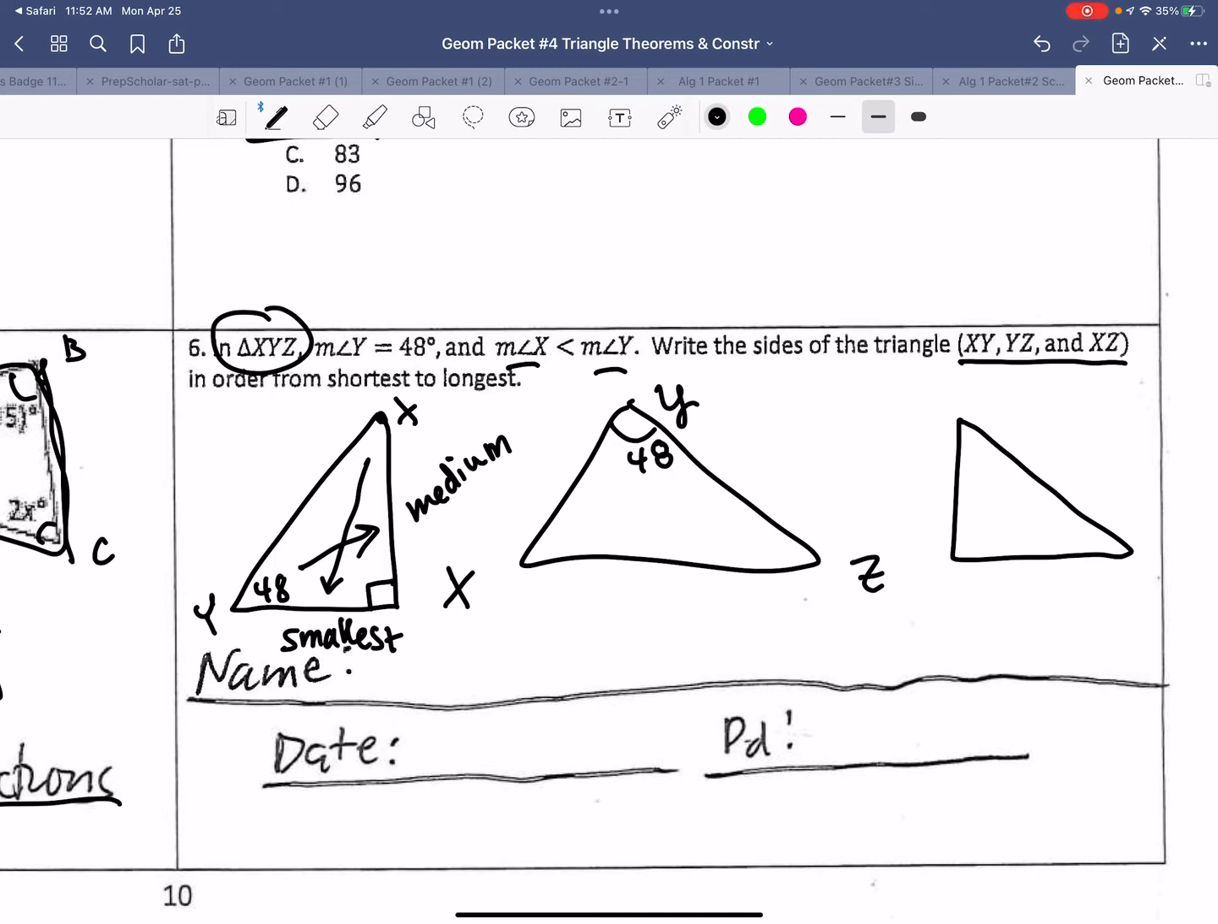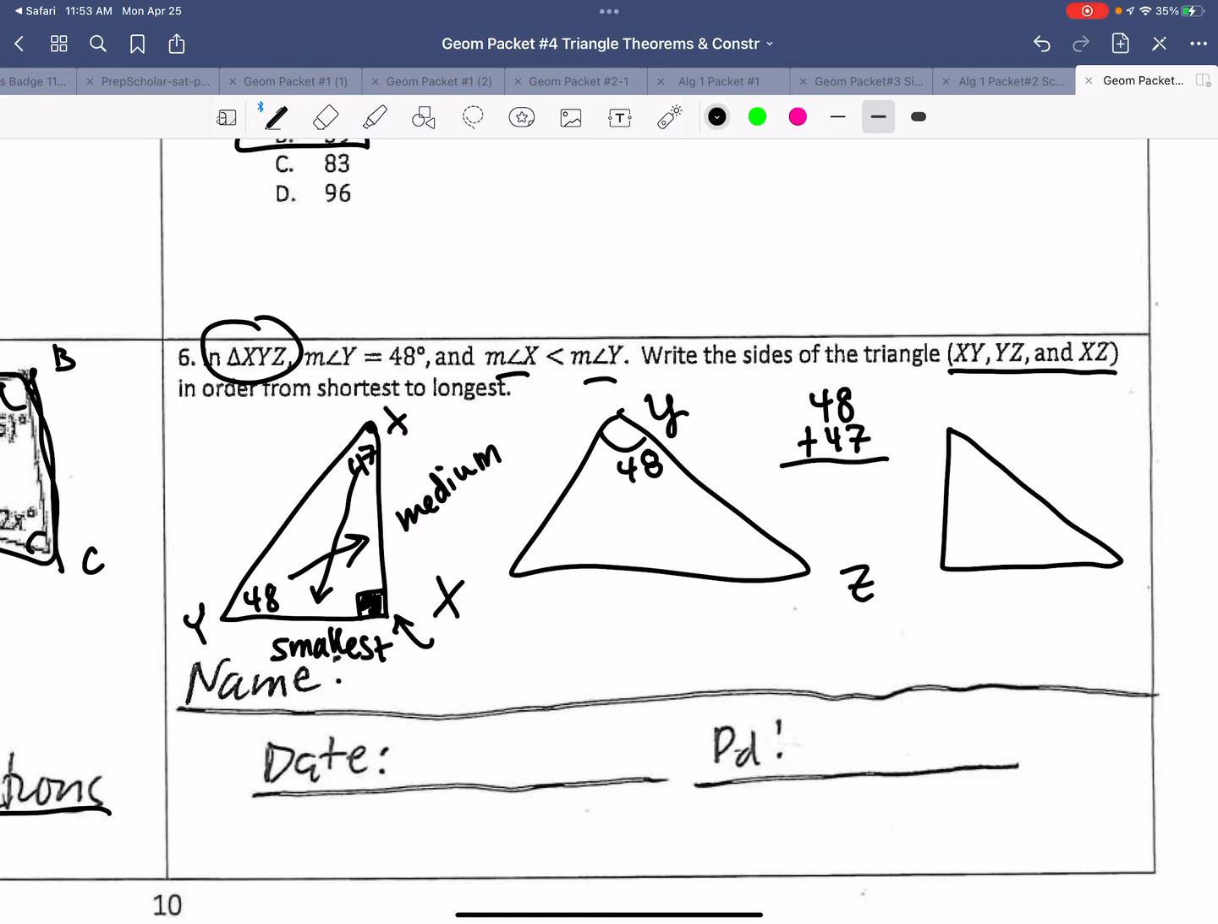Well, when I think about this one doesn't necessarily have to be 90, but it has to be pretty big because I'll pick an angle, let's just pick one, like the number 47. So let's say I have 48 plus 47. What would be the angle that would be left over here? 48 plus an angle smaller than it, so we'll just guess 47. And when I subtract that from 180, I get 85. So this could be the longest side because this has to be the smallest number, okay?